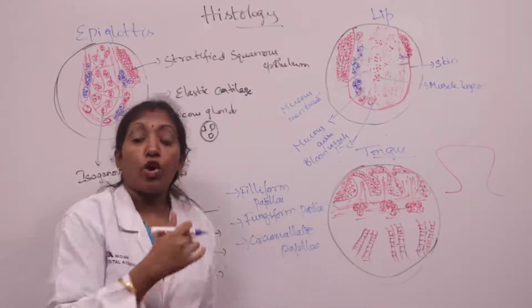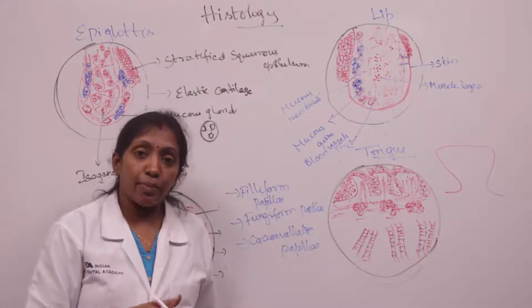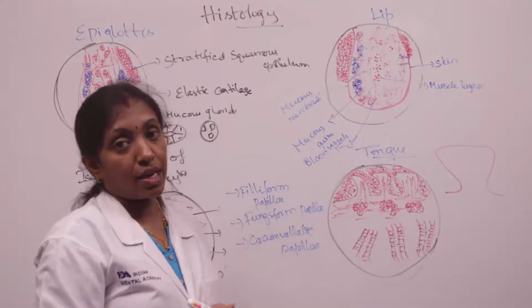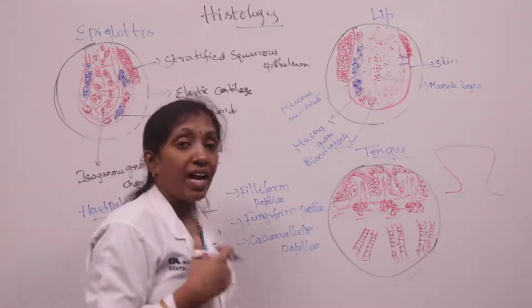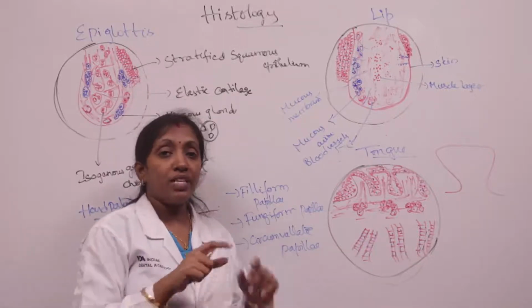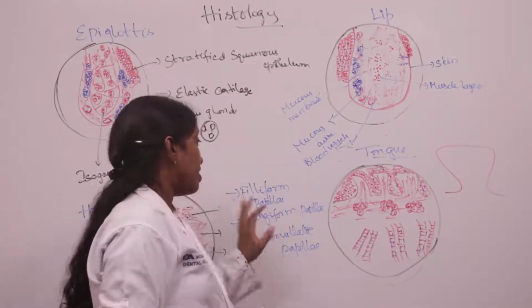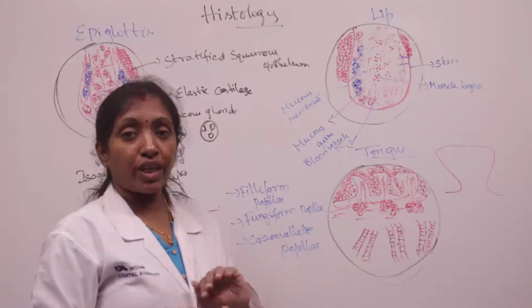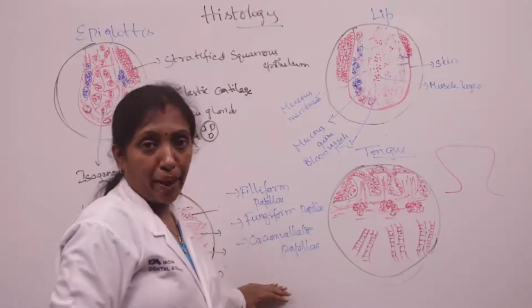Circumvallate papillae occupy the region in front of the sulcus terminalis. These are the circumvallate papillae, which are large papillae. They are present in front of the sulcus terminalis. In a section of the tongue, we will be able to see all three papillae.